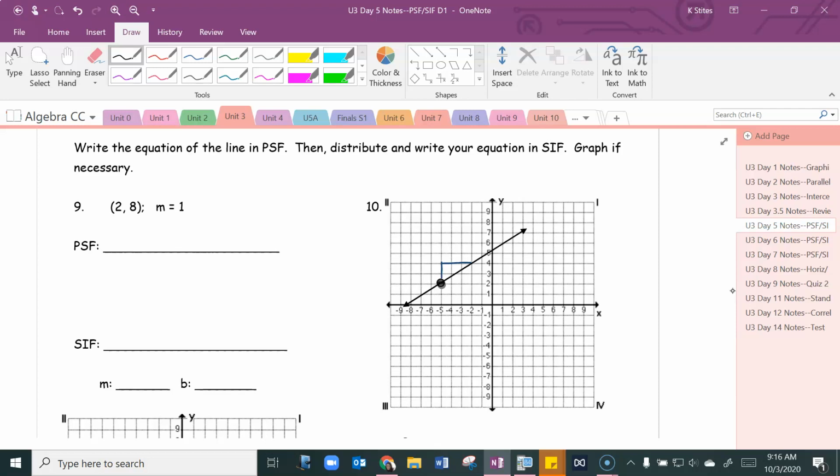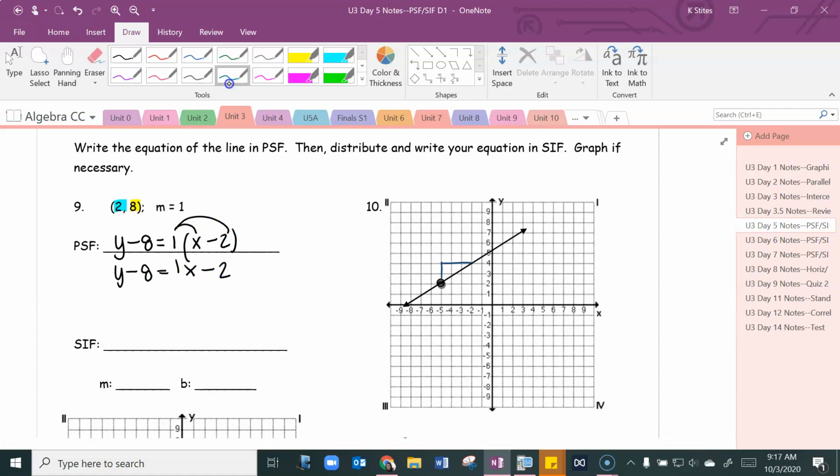All right, so point slope form, we have (2, 8) and m = 1. Y, and then again, opposite of our y coordinate, so that's a -8, equals my slope is 1, parentheses, x, opposite of my x coordinate, so that's a -2. So P for parentheses again. Now it's asking for SIF, so I'll go ahead and distribute. So it's just 1x minus 2.